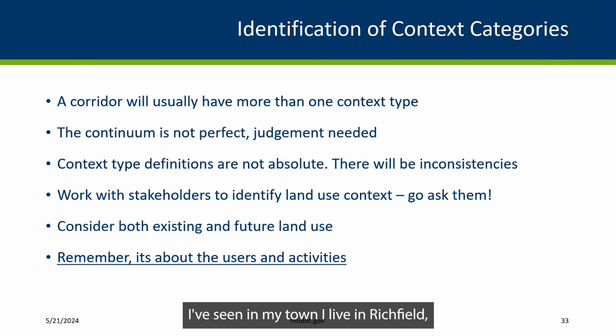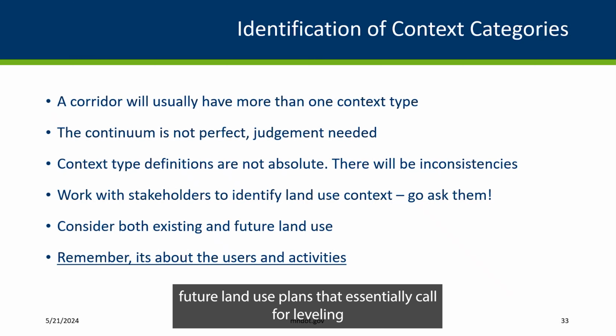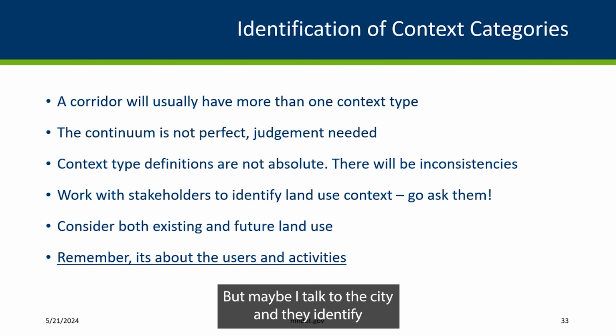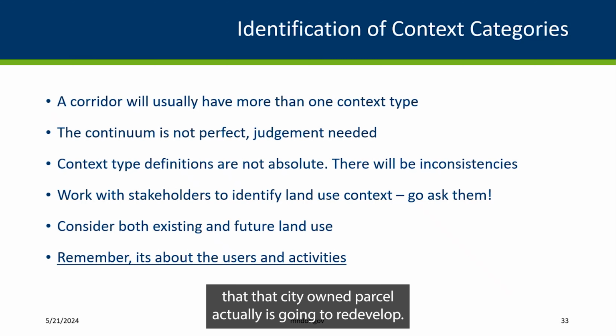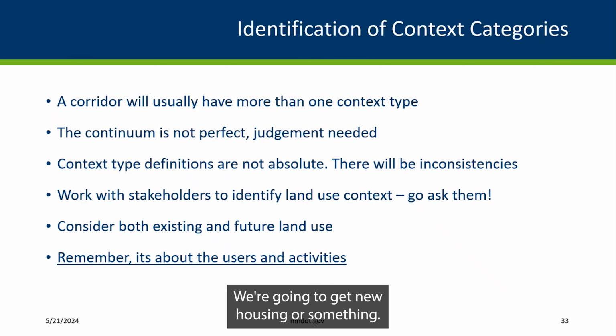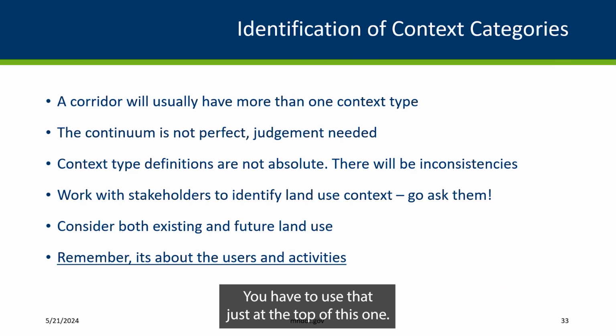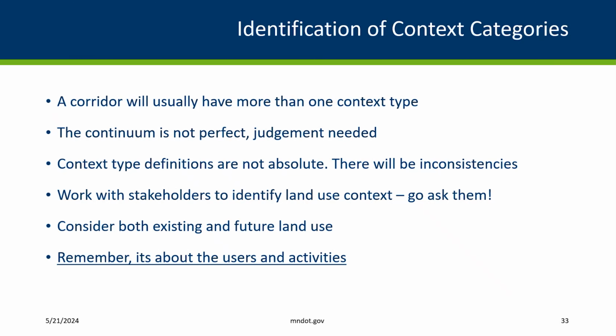I've seen in my town, I live in Richfield, future land use plans that essentially call for leveling a whole area and having a new urban utopia. It's like, no, I don't buy it. That's probably not going to happen. So I'm not going to plan for that. But maybe I talk to the city and they identify that a city-owned parcel actually is going to redevelop, and we're going to get new housing or something. Okay, well, that's more realistic. You have to use that judgment. You have to talk to people.